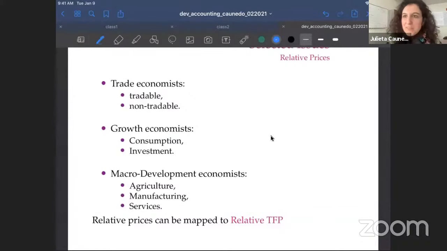And then the macro development economies think about agriculture, manufacturing, and services. But the big idea that I want to leave you with is that relative prices in all these sectors, and hopefully you saw that from the measurement issues that we have been discussing, right? We went from consumption to investment to tradable to non-tradable to sectors. There is a lot of information about productivity that comes in relative prices. Okay, so while the measurement of relative prices seems like a geeky issue, it's actually quite important because it has a lot of information about productivity differences, which are first order to understand income disparity.